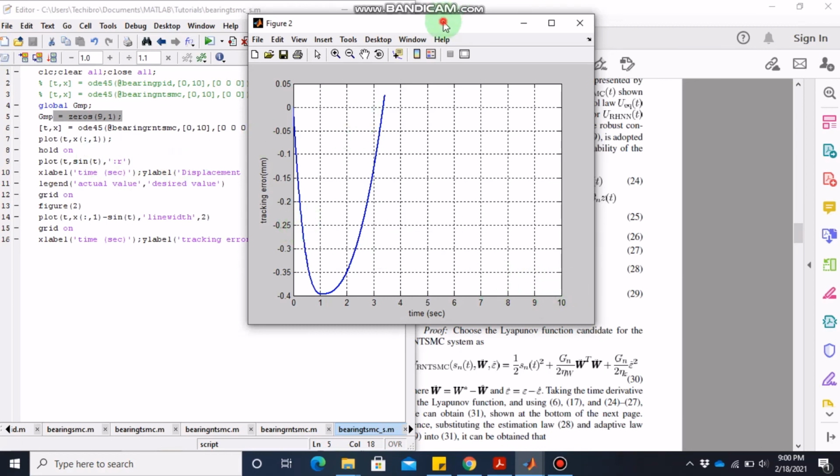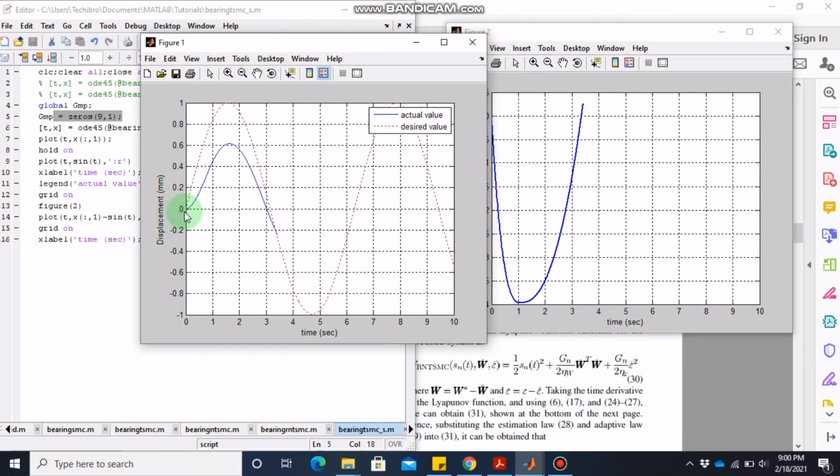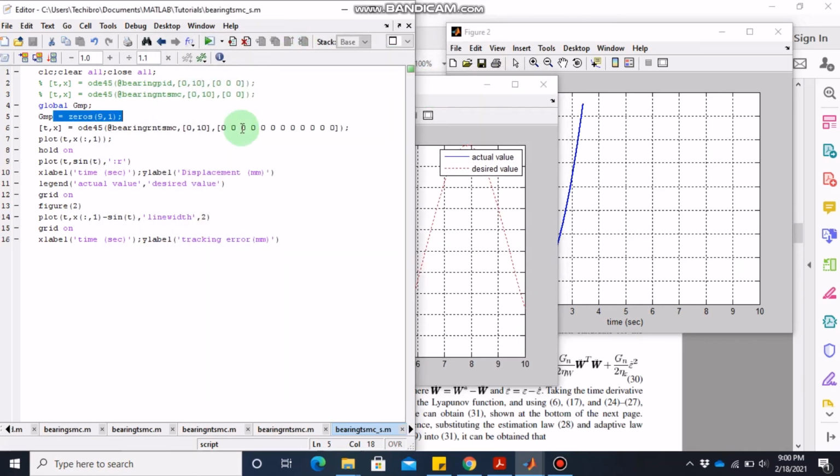Because of the calculations, this is the actual value which tries to converge to the desirable value. So I don't think these results are accurate. Of course they are not accurate. I have tried to implement this code, but this does not work.